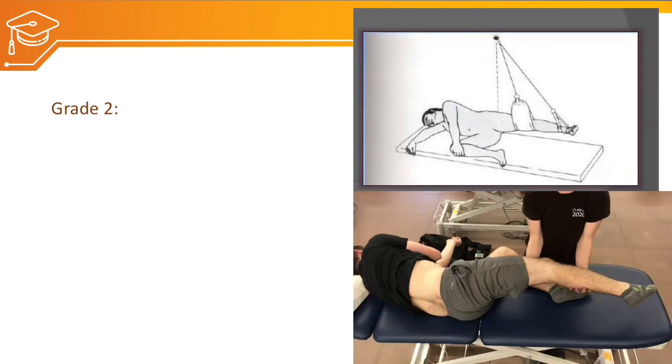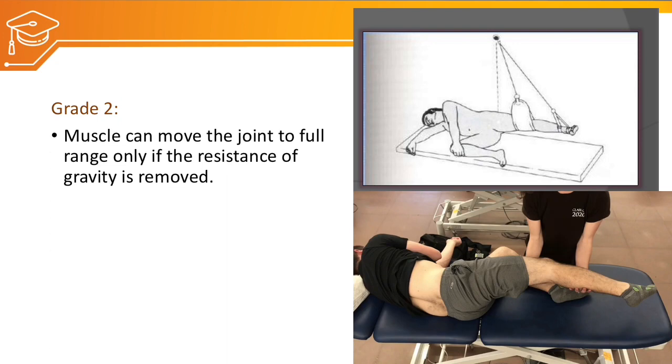Coming to grade 2, now here it becomes quite tricky. Grade 3 means patient is able to perform against gravity but not against any resistance. Grade 2 means patient won't be able to perform against gravity. So what should we be doing? We should eliminate the gravity, or we should delete the gravity. So how can we eliminate the gravity? Grade 2 means muscle can perform full range of motion in eliminated gravity position. So when the gravity is removed, patient can perform full available range of motion.